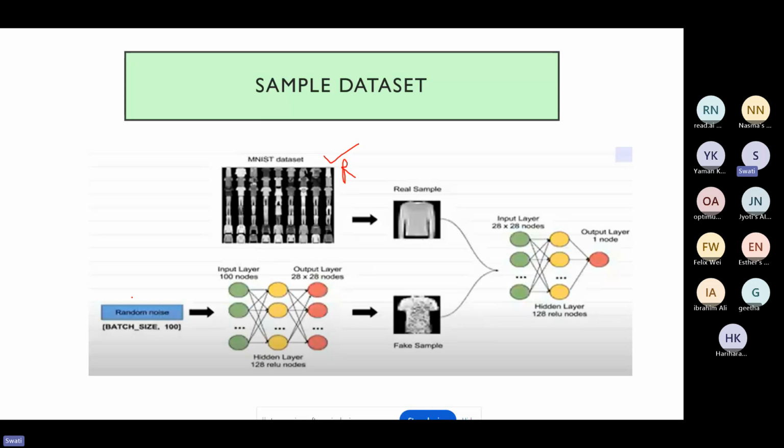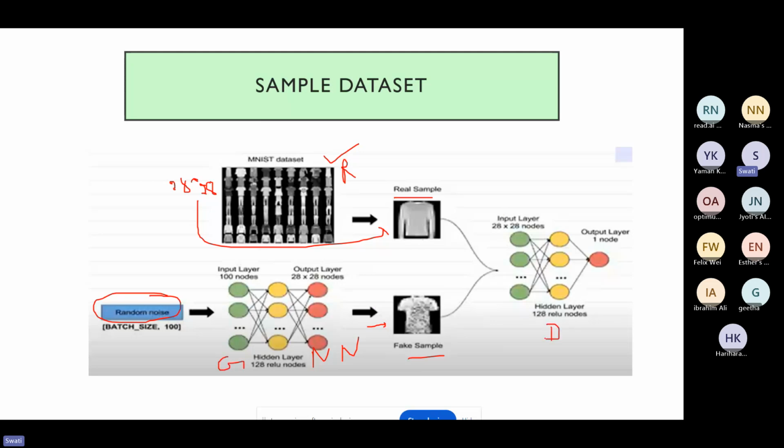Like before, I was saying that we have some random noise. We send this random noise to a neural network. The input layer has 100 nodes, and because this is a 28 by 28 data set, we have to give the dimension the same. So in the output layer, we have 28 by 28 nodes to produce a similar dimension sample. This is a fake sample, this is a real sample. This is our generator, which generated this fake sample.